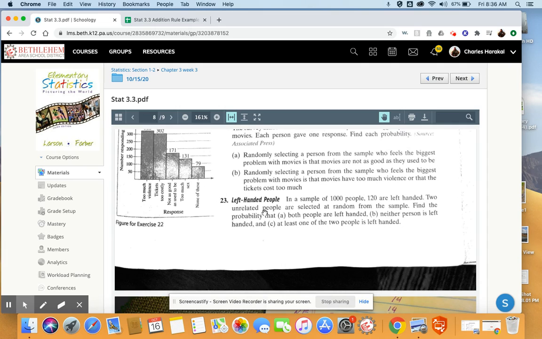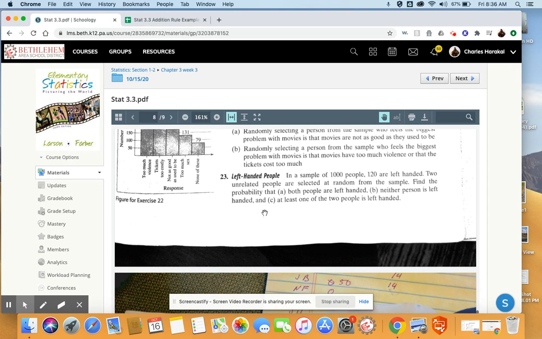This section was about the addition rule. Addition rule, we have one probability experiment with multiple acceptable outcomes, some of which are counted twice, and we have to subtract that out. When we get to number 23 and we read this question: In a sample of 1,000 people, 120 are left-handed. 2 unrelated people are selected at random from the sample. There's 2 events occurring here, and we're asking for them to occur in a row. This is not an addition rule question. This is a multiplication rule question. So they threw a curveball at you, addition rule chapter, they put a question in from the previous section.